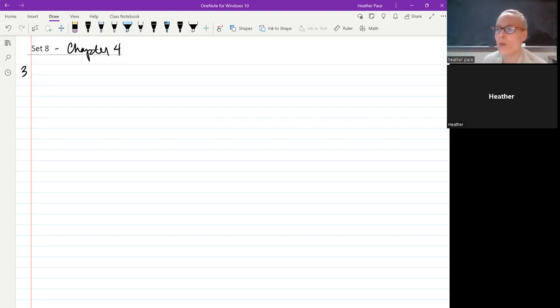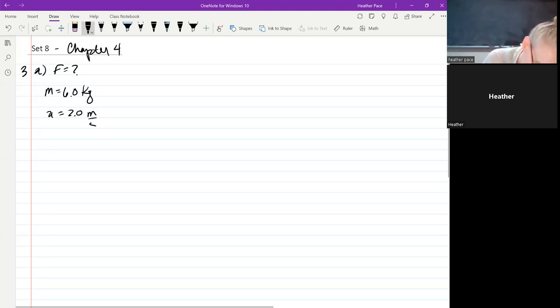All right. So Newton's laws, chapter 4, number 3. A 6.0 kilogram object undergoes an acceleration of 2.0 meters per second squared. They're not even trying to come up with a story. It's just, here's the object and it's accelerating. What is the magnitude of force? So we're looking for F. And what do we know? M equals 6.0 kilograms and A equals 2.0 meters per second squared.